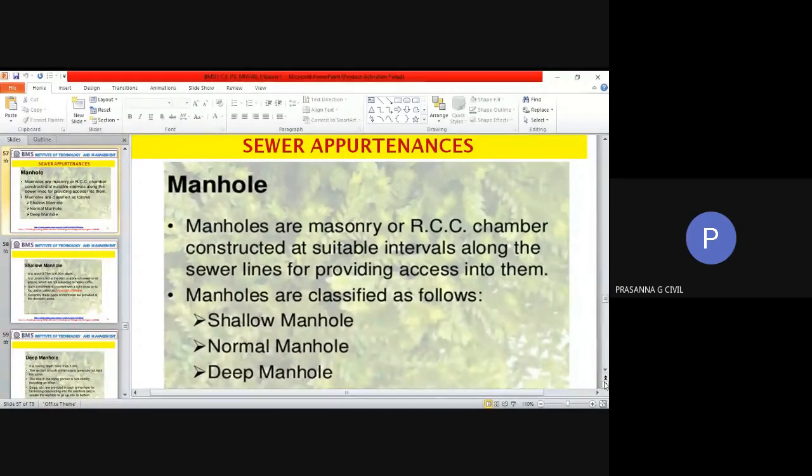Now, they can be made either of RCC, or you can make them of masonry also, depending on their depth and the size that we have. We may have a shallow manhole, because sometimes a small chamber constructed in the wastewater system will also be referred to as a manhole, because it is a connecting chamber for the pipeline. A normal manhole has a depth of about 1.5 to 2 meters. Deep manholes will be a little deeper compared to the normal standard manhole that we have.